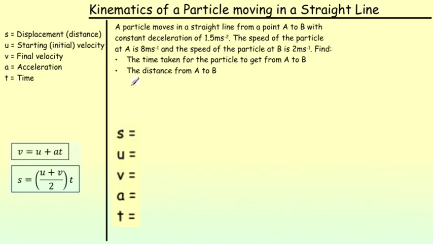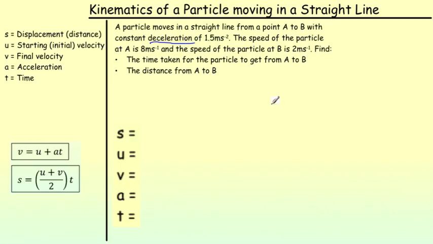Okay, so moving on to our next problem. This time it says the particle moves in a straight line from a point A to B with constant deceleration of 1.5 meters per second squared. The speed of the particle at A is 8 meters per second, and the speed of the particle at B is 2 meters per second. Find the time taken for the particle to get from A to B, and secondly, find the distance from A to B. So this time we've got a new term here, which is deceleration. Now obviously deceleration means to get slower, so that's going to be the opposite basically to acceleration.